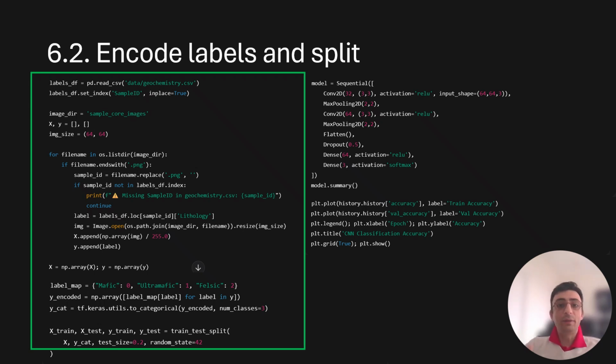Collect images in X and their string labels in y, then convert to NumPy arrays. Map readable classes to integers for the model, and one-hot encode to shape number of samples by 3, because we'll use softmax with 3 classes. Then we split 80-20 for train and test using a fixed seed for reproducibility.